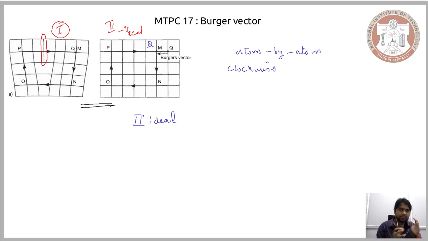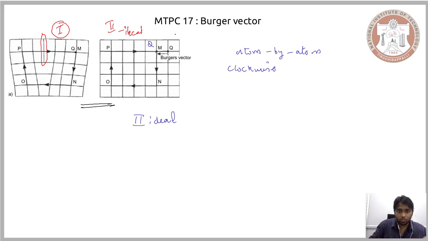Now we are doing it the other way around. We are beginning with the ideal system and we are constructing the same Burgers circuit; the approach we are taking to construct the Burgers circuit is the same. We are beginning with a lattice point, moving atom by atom, taking the clockwise direction. And now we have constructed a circuit in such a way that the end point of the circuit meets the point of origin, or the point where we began.